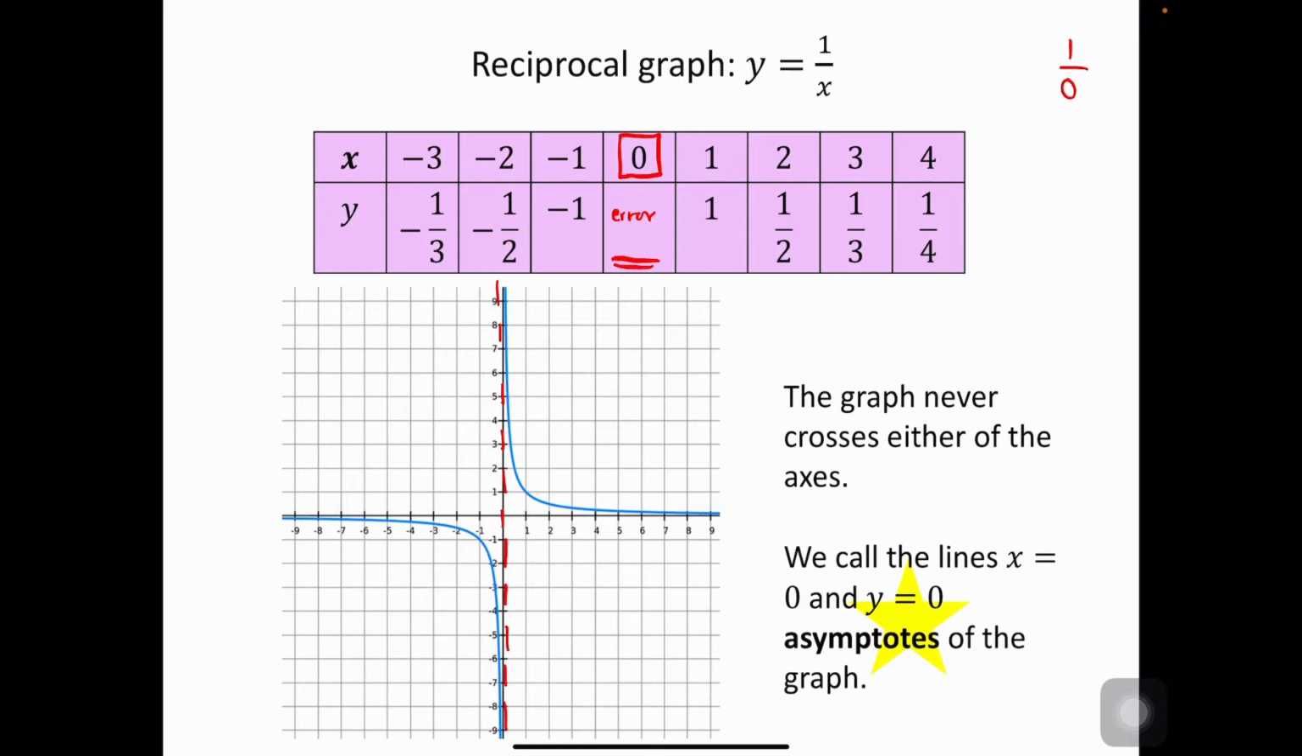And actually, this line is also an asymptote here, because if you were to rearrange this, you get x equals 1 over y, and of course, y cannot be 0, because 1 over 0 doesn't exist. So we have two asymptotes, and as it says here, x equals 0, which is this one, is an asymptote, and y equals 0 is also another asymptote.